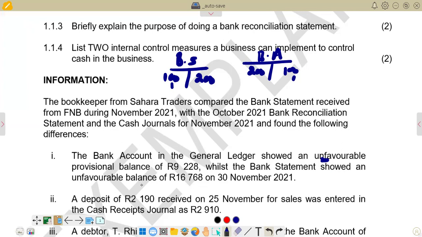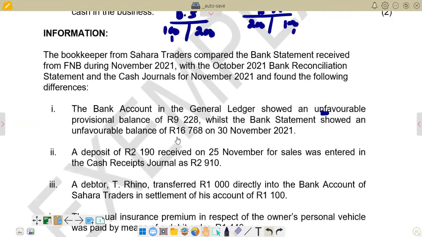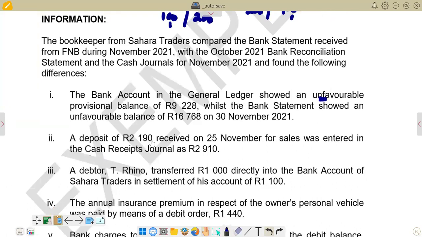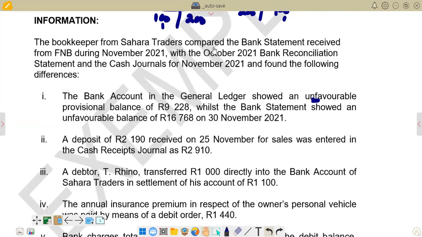So this is the same that we are going to do here. If you come to the second part of the question, that is information two, it says a deposit of 2,190 rands received on 25 November for sales was entered in the cash receipts journal as 2,910. So we also have to take note that the cash receipts journal entries are supposed to also be noted there as we try to correct them.